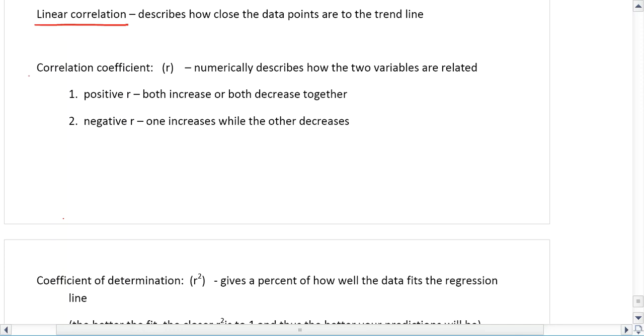So there's two measurements. One is the correlation coefficient, and this is called R on the calc. This numerically describes how two variables are related. With a positive R, both variables are either increasing or decreasing together. And if it's negative, then one is increasing while the other is decreasing.